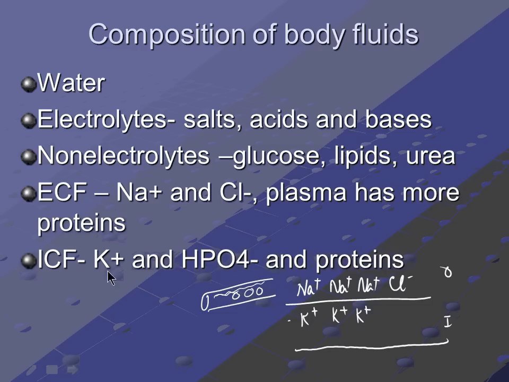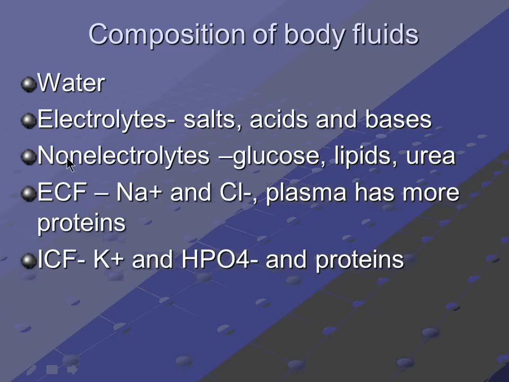In intracellular fluid, you have a lot of potassium inside the cell. You have a lot of hydrogen phosphate inside the cell. And inside the cells you also have proteins. Remember, in muscle cells you have actin and myosin, proteins present inside the muscle cell. So remember, in the extracellular fluid you have sodium and chloride, and in the plasma a lot of proteins. In the intracellular fluid, you have potassium and hydrogen phosphate and also some proteins.